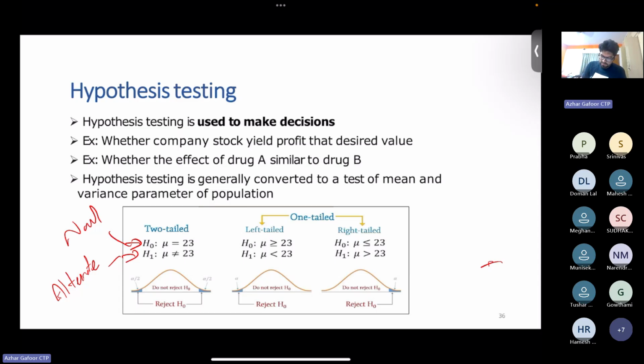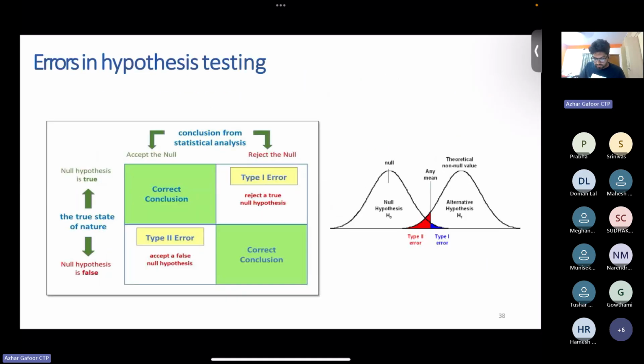So if we say some mean value is greater than 23, we just have to prove that the mean value is less than 23. Even if it comes out that the mean value is greater than 23, then we will have to accept our null hypothesis. Whereas if we say the mean value is 23 and we just want to prove it is not equal to 23, we can use the two-tailed test. We'll see the examples, so it will be more clear.